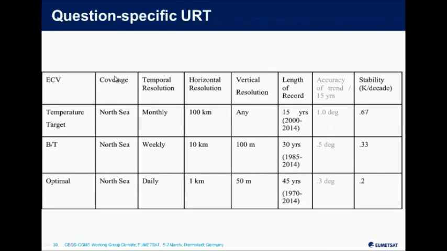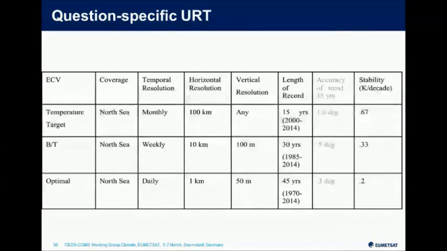So the first one to look at is the coverage. The data set should cover the North Sea, because we want to analyze the temperature trend in the North Sea. If the data set is a very good data set, but it's available only in the tropics, there's no use for this. So first of all, we have to see whether that data set is covering the North Sea. And then the temporal resolution. The target is monthly, it should be at least monthly, weekly is better, and if the data set is coming in daily, daily files is the best.